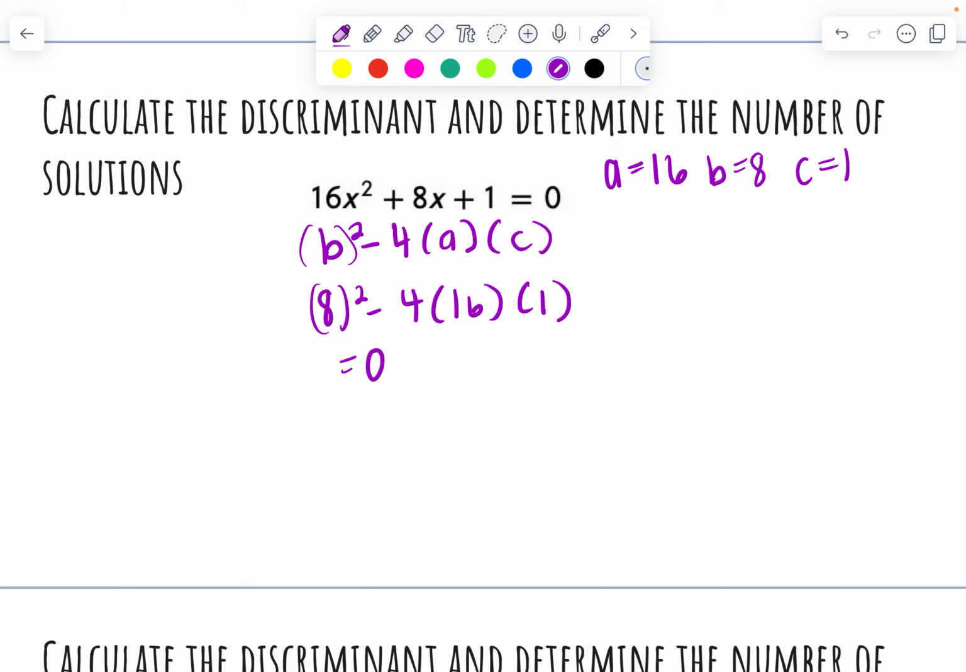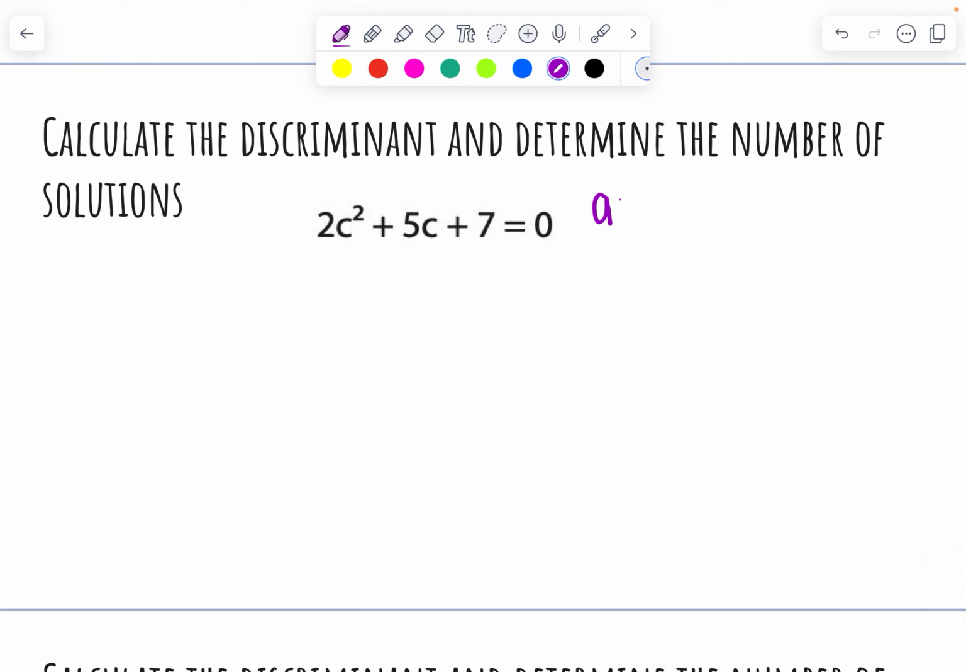And according to our previous chart, if b squared minus 4ac equals 0, that means there is one real root or solution. So that would touch the x-axis 1 time.